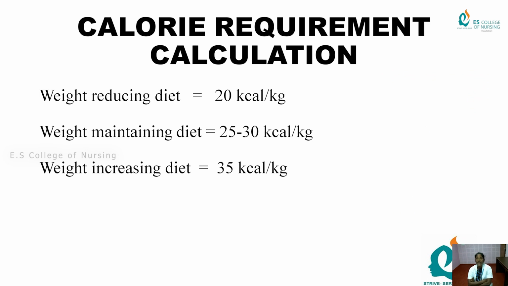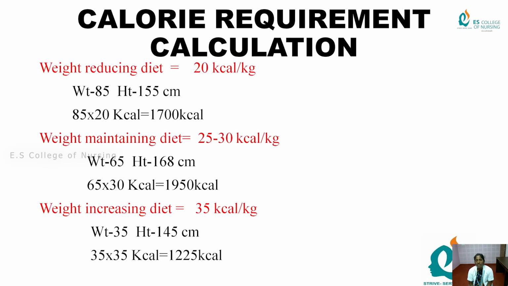Now we move on to the calorie requirement calculation. It is also one of the important components that we can do in the community. Here we have 3 components. One is the weight reducing diet. People who want to reduce their weight can take 20 kilocalorie per kg body weight. People in the normal BMI who want to maintain their weight can take 25 to 30 kilocalorie per kg body weight. When they want to increase their weight, they have to follow the weight increasing diet of 35 kilocalorie per kg body weight. This is applicable to the undernourished, the people who go below 18.5 BMI, right?